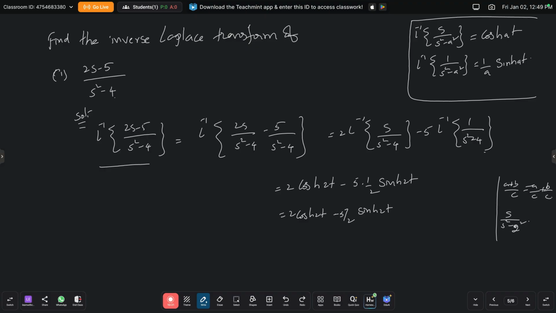Next, 1 by s square minus 4. S square minus 4 means s square minus 2 square. What is the formula? 1 by a sinh at. So 1 by 2 sinh 2t. So the answer is 2 cosh 2t minus 5 by 2 sinh 2t. Using the formulas as well as the linearity property, I find the value of this one.